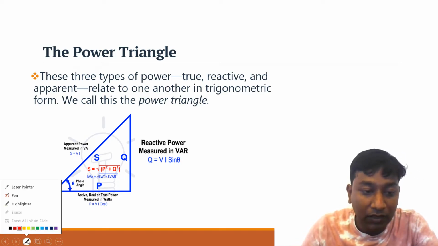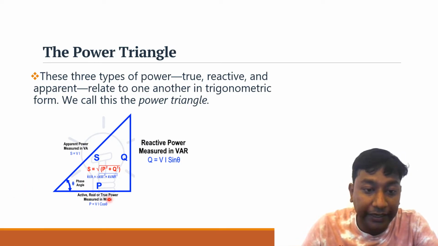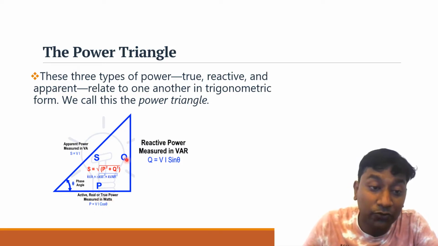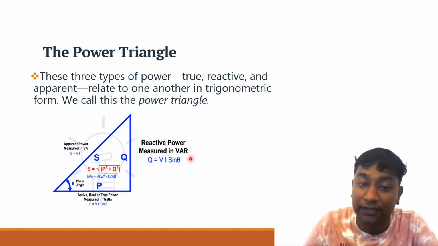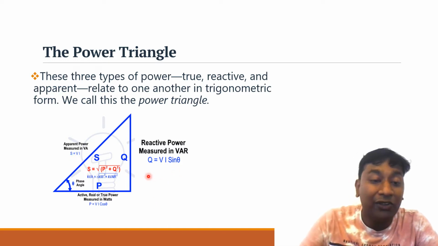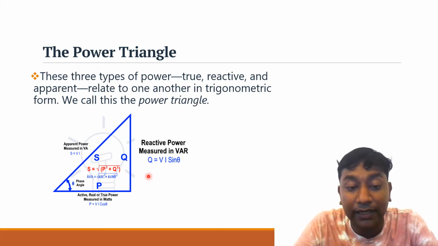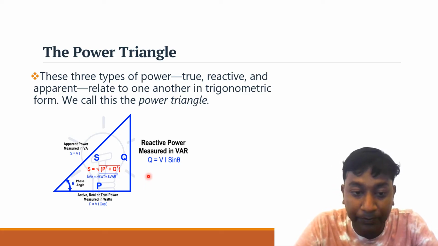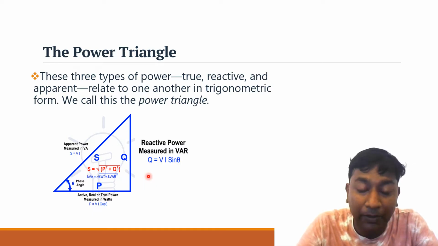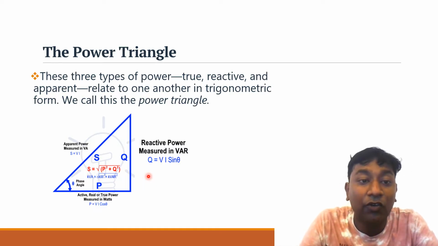One is the active or real or true power, which is measured in watts, that is P equal to VI cos theta. This power is also available in the DC circuit, but these two powers, reactive power and apparent power, are observed only in AC circuits. Now we'll see them one by one. First, the real power, then apparent power and reactive power.